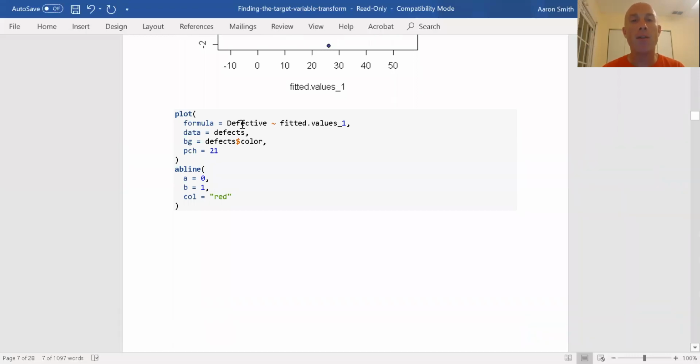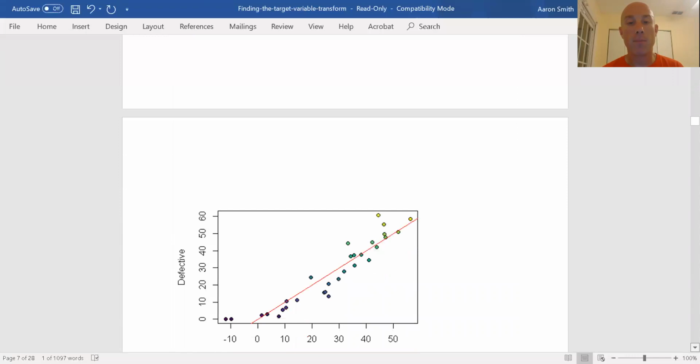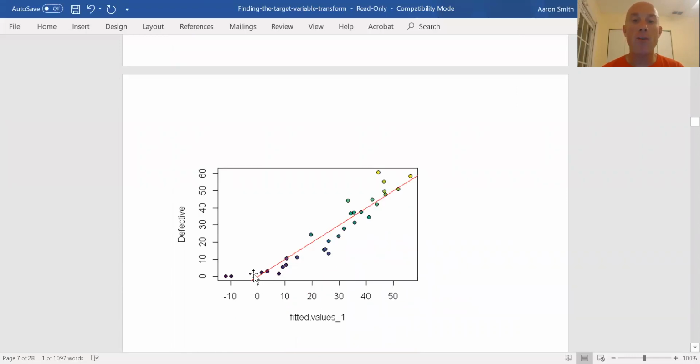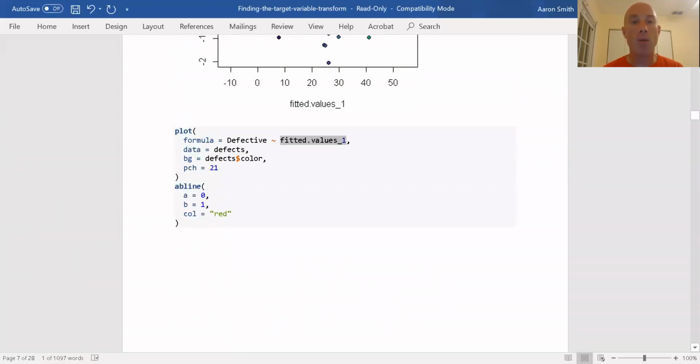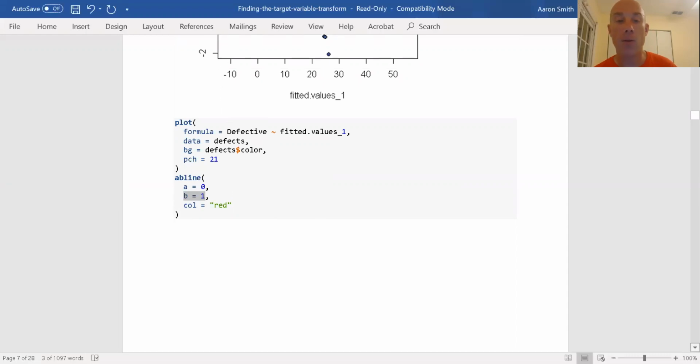Let's look at defective versus fitted values. Here, this is the actual observed value, and here is the modeled value. We're going to plot this. If I have a good model, the fitted values and the defective values should go along the line y equals x. Here the y-intercept is 0, slope is 1. If I've got a solid model, the points will be tracking pretty well along this straight line. So let's take a look.